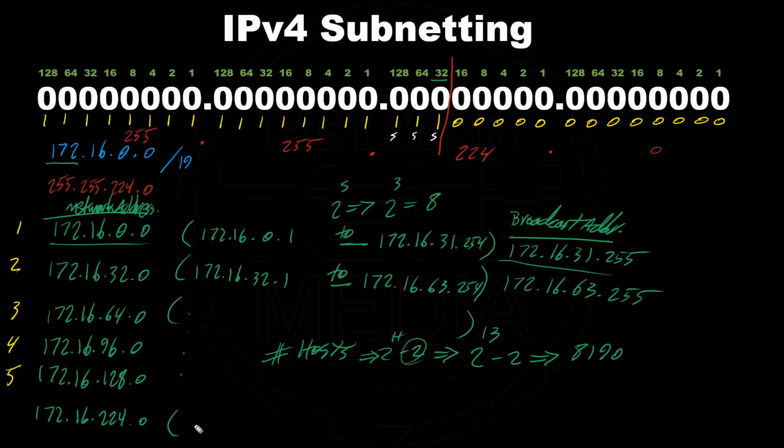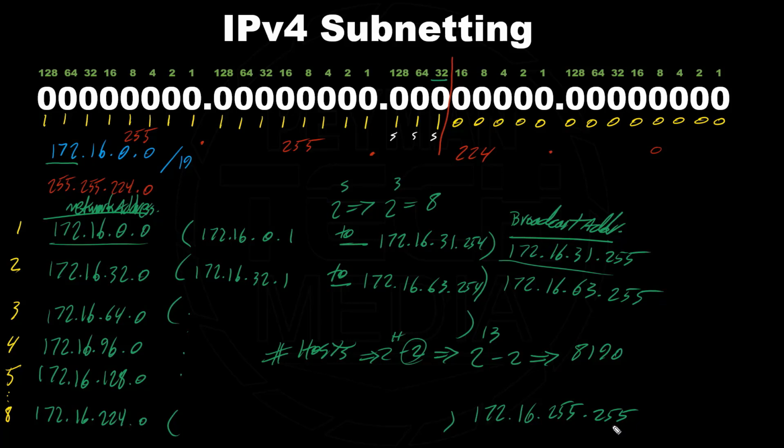when we have 172.16.224.0, the broadcast is one less than the next, right? The next address would be 172.17.0.0, right? So when we have, let's say this is subnet 8, the last subnet, the broadcast would be 172.16.255.255. And this would be the broadcast address for this subnet.